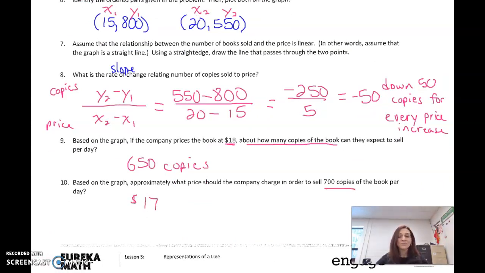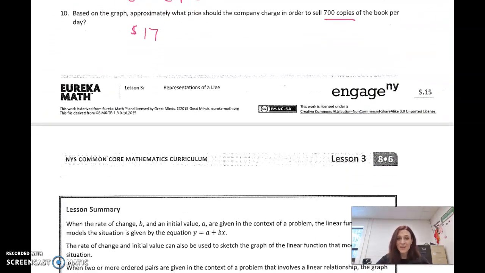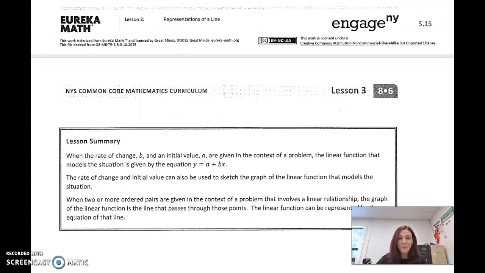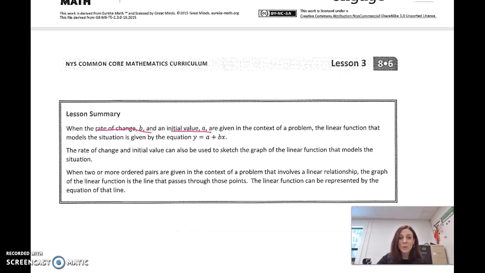All right, so just to sum things up right here, a linear function that models a situation is given by the equation y equals mx plus b. But we're talking about rate of change and initial value, okay? We can use that to graph, or when we know two or more ordered pairs, we can also use that to graph the line. So these are just different ways we can represent that line, which can give us some good information about the problem we're working on.